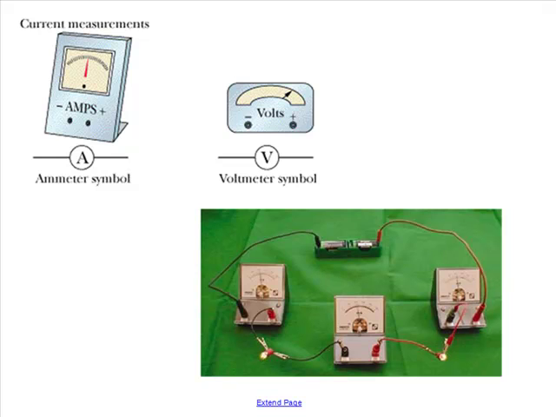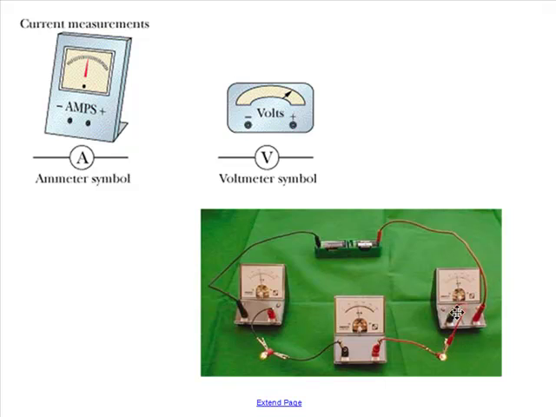Now we also want to be able to measure current and voltage. An ammeter measures amps. It's what we use to measure current. Notice there's no P in an ammeter. A voltmeter is used to measure voltage, or the voltage drop across a circuit element. Ammeter is written as a circle with an A inside it. Voltmeter is written as a circle with a V inside it.